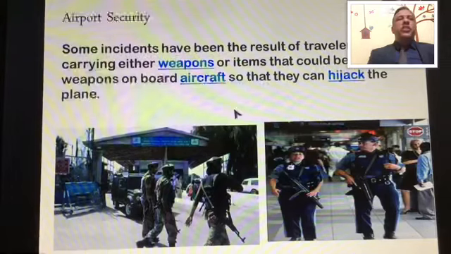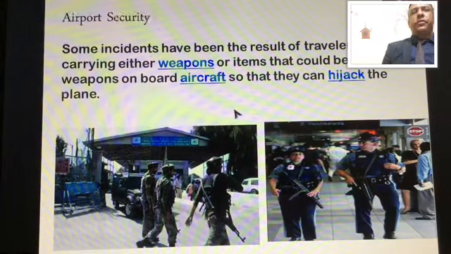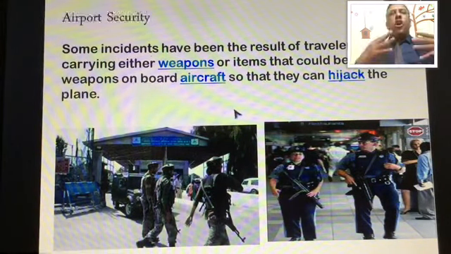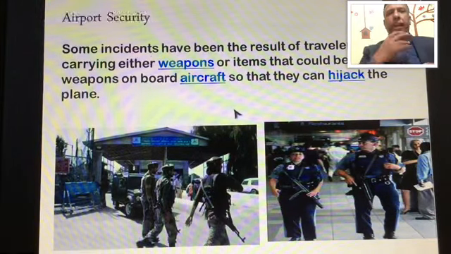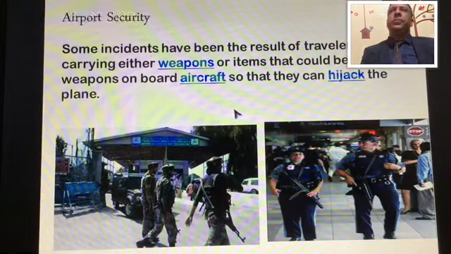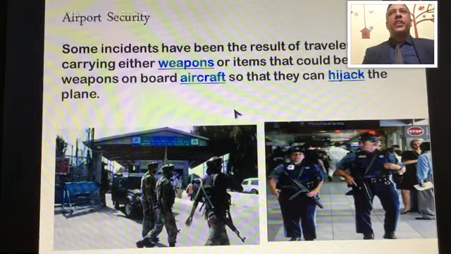Okay, some incidents have been the result of travelers carrying weapons or items that can be used as weapons on board aircraft, so that they can hijack the aircraft. So what do you mean by this? In order for the terrorists to hijack the aircraft, they carry weapons, as you see in the Air Force One movie. How many of you have seen the American movie Air Force One? It's one of the good movies for you to watch. So he was trying to kidnap the president over there.